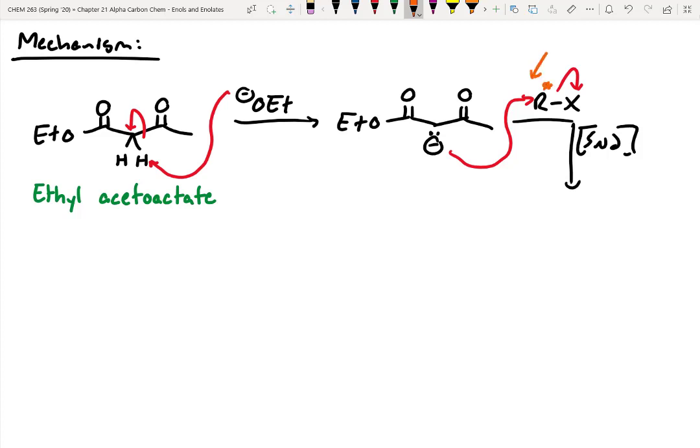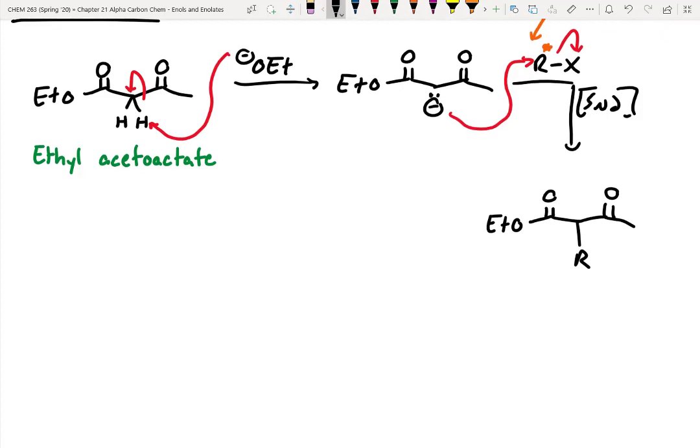However, like I said before, this R group can't be too hindered. So let's make a note that this should be primary or methyl. If it's a tertiary carbon, we're just simply not going to get any SN2 chemistry to occur. And just like before, we can get this R group installed off of that central position. And then, once we've got that done, all we need to do is treat this with some acid, dilute acid, and by doing that, we can interconvert this ester to carboxylic acid.